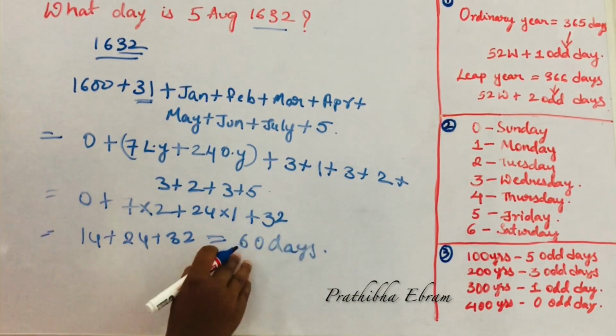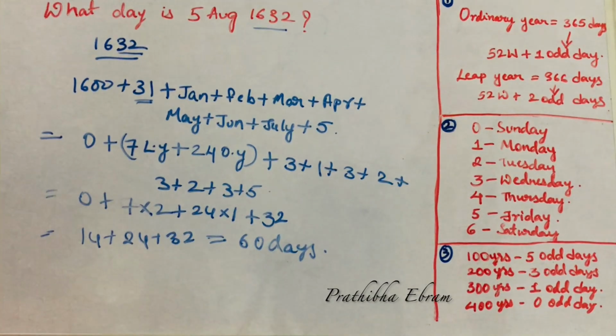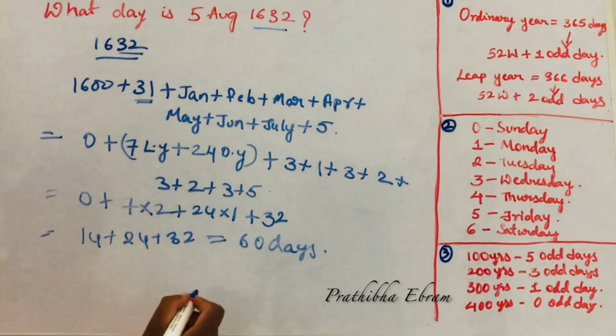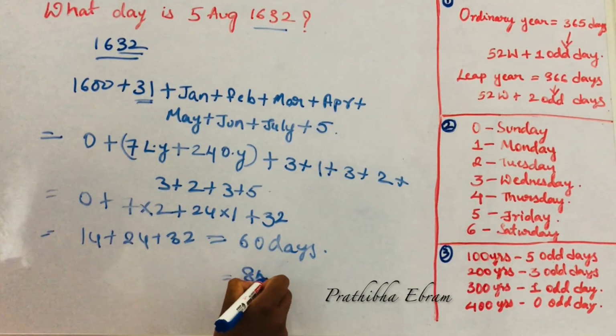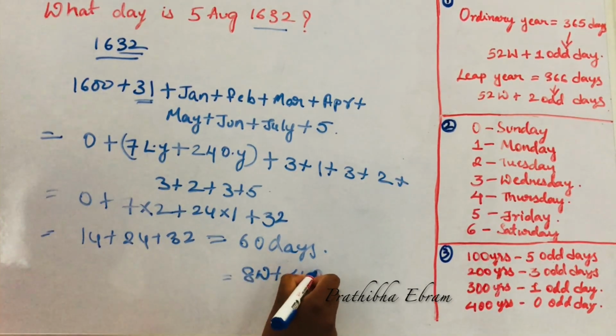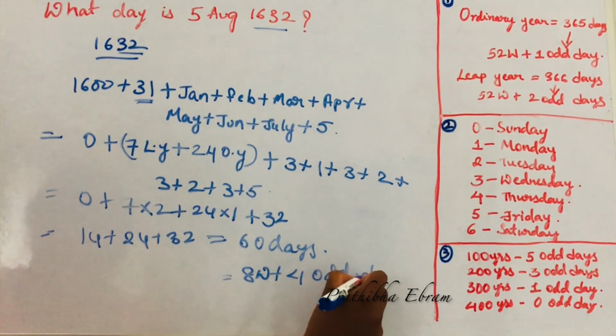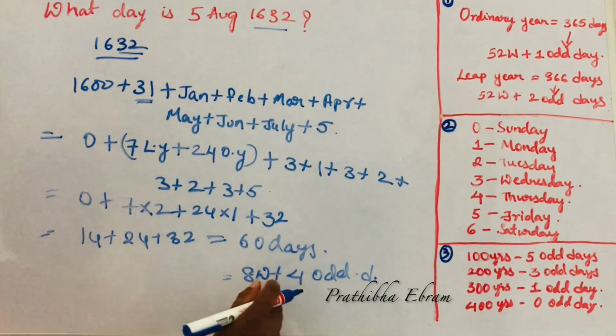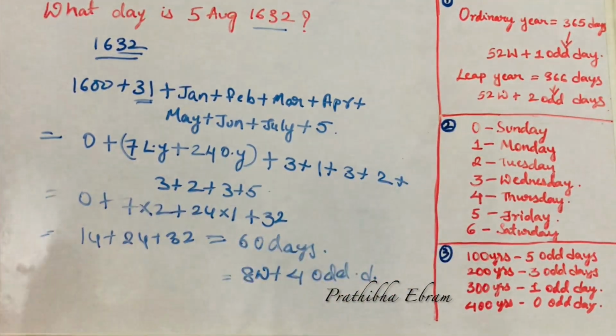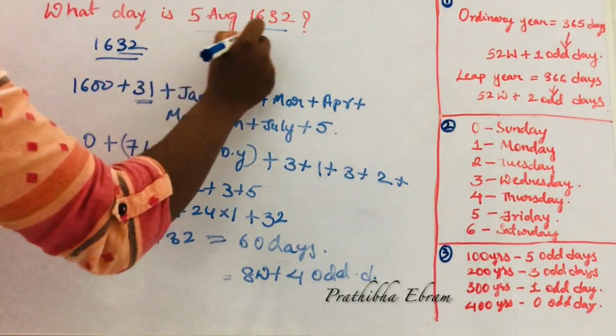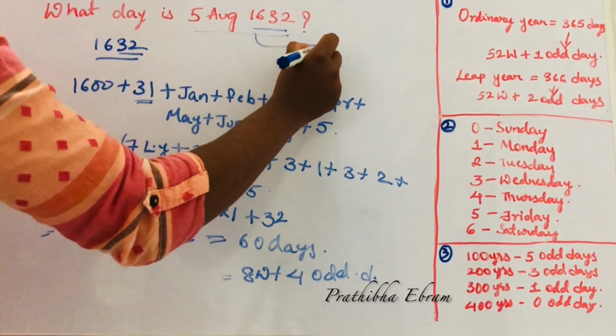Now if you divide these days by 7, you will get the number of odd days, right? Therefore you will get 8 weeks plus 4 odd days. Now if you have 4 odd days, then it is Thursday. Therefore 5th August 1632 is Thursday.